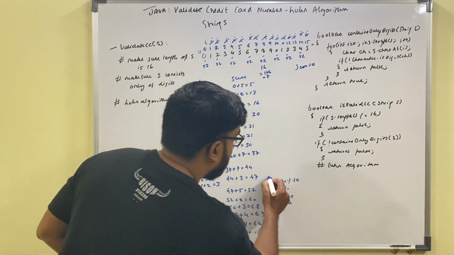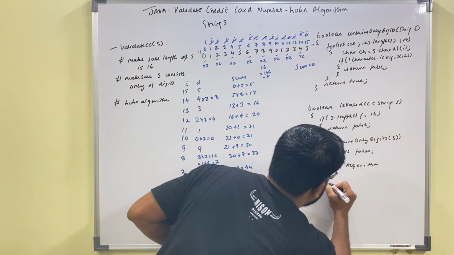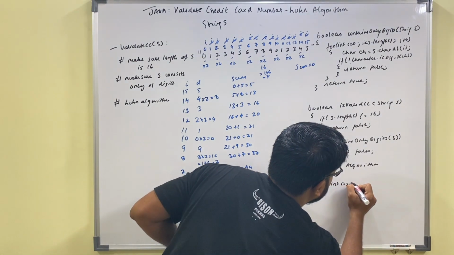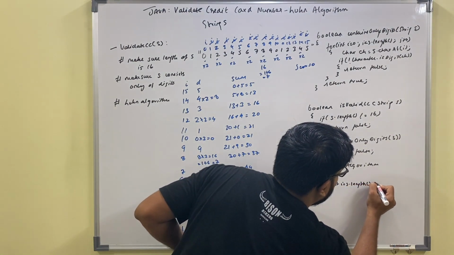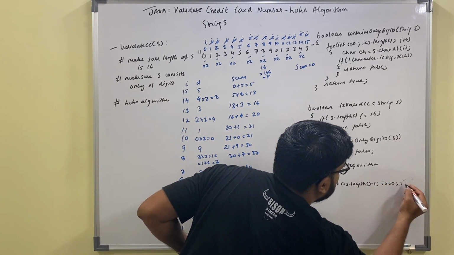All right. So this is what we code. We start with the last index, go to the first one. I say for int i equal to s.length minus 1, i greater than or equal to 0, i minus minus.